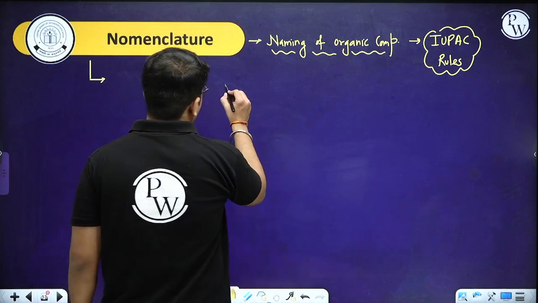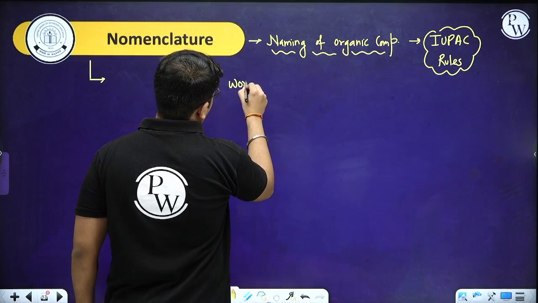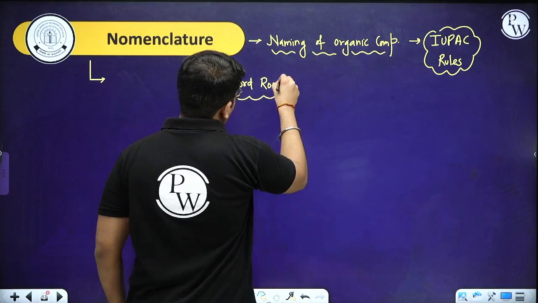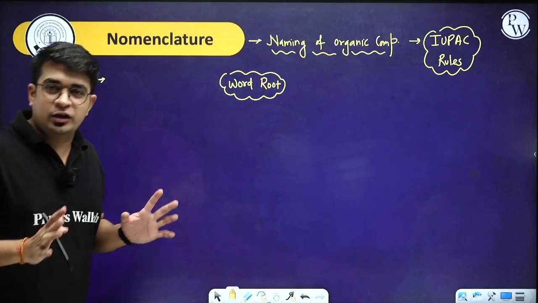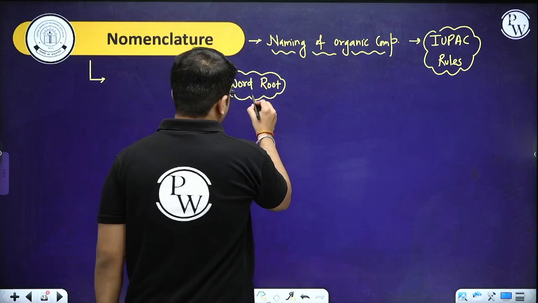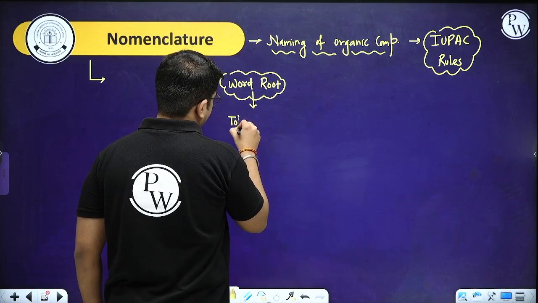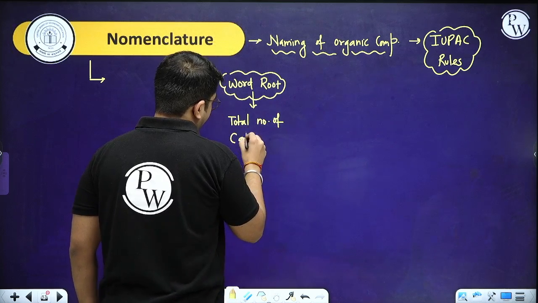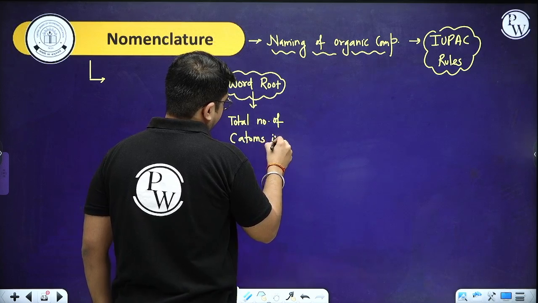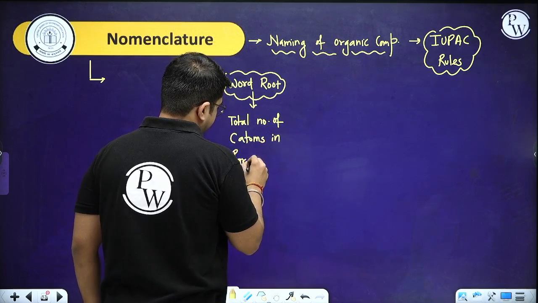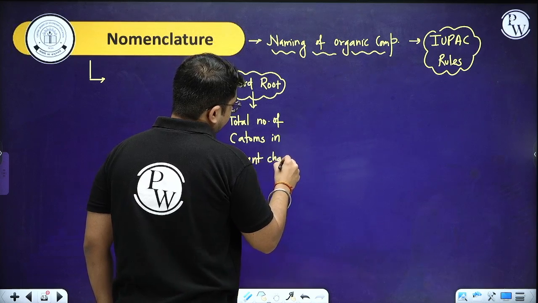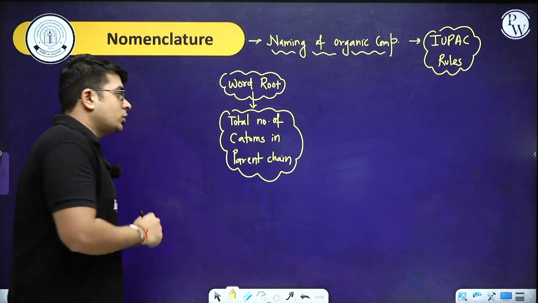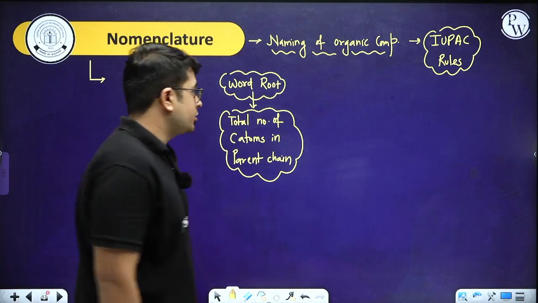The first part is known as the word root, the actual name. The word root represents the total number of carbon atoms in the parent chain. We are going to discuss what the parent chain is, but the basic idea of a word root is the total number of carbon atoms in the parent chain.